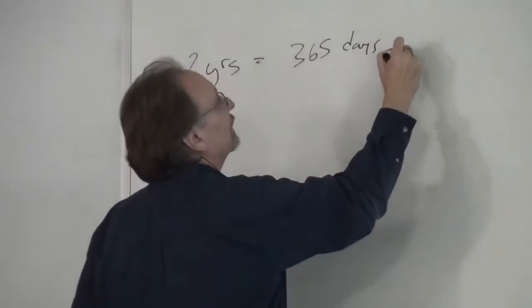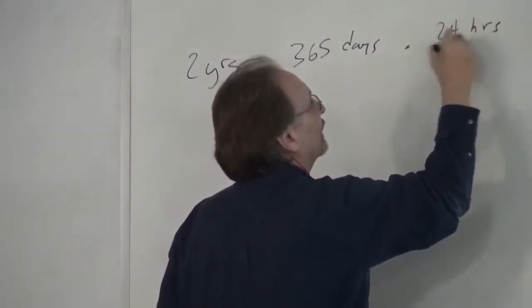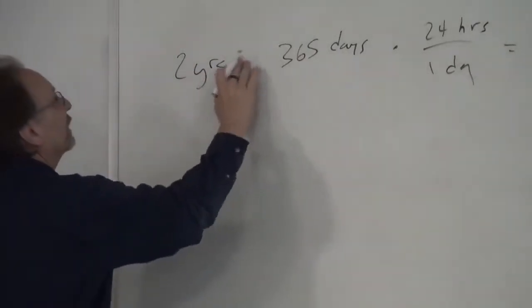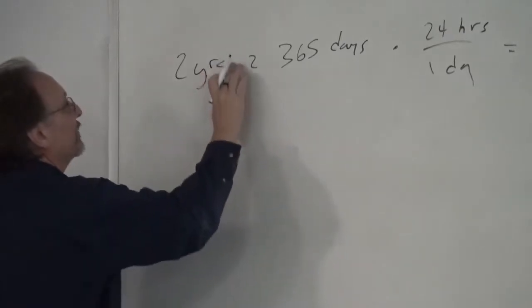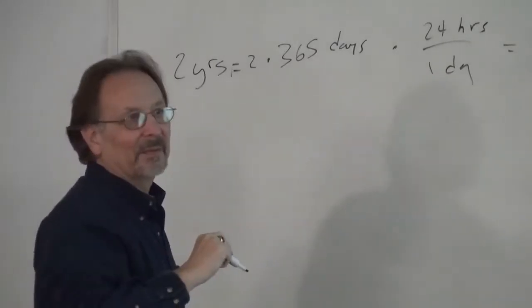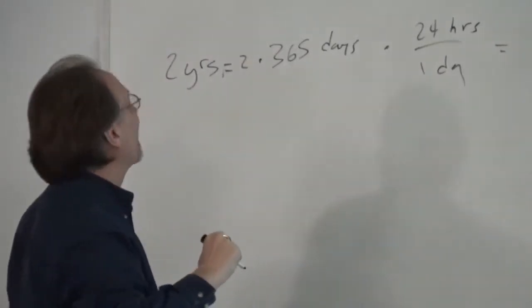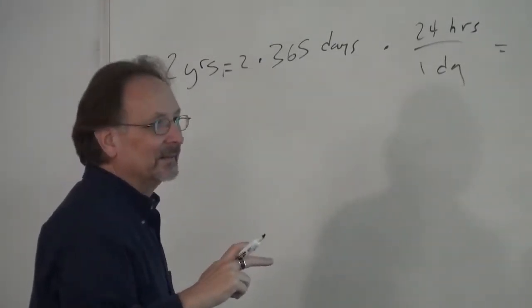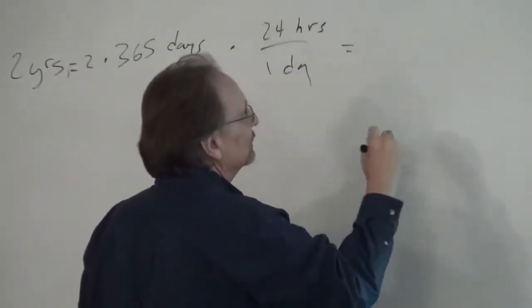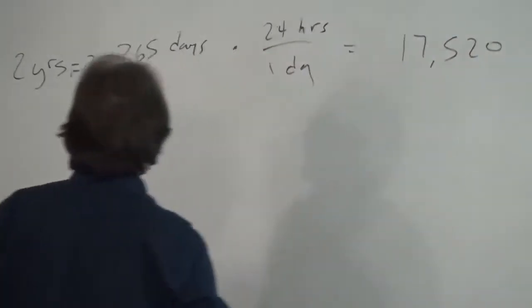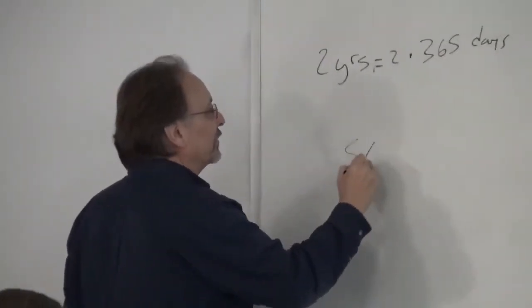It's 24 hours in 1 day. So what's 365 times 24 times 2? Somebody multiply that out for me. That's the number of hours in 2 years. That's what I'm getting at. 17,520. Okay, so let's say I measured, in 17,520 hours, I measured 562 occurrences.